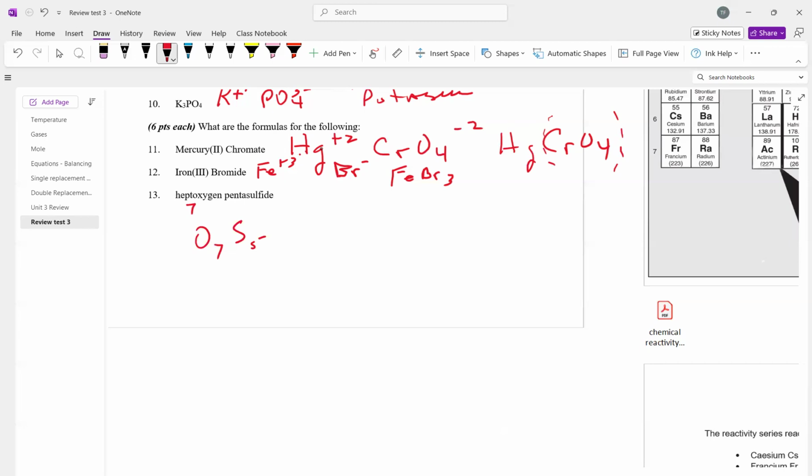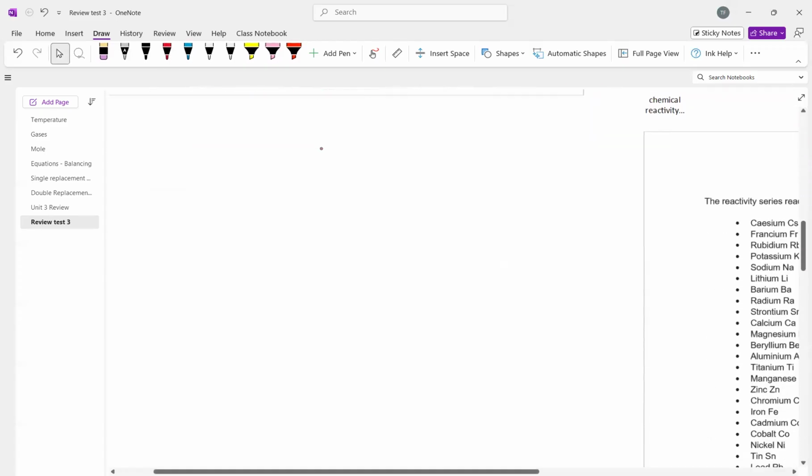Okay, so any questions about nomenclature? Yeah, our question is, do you get the common ion chart for the test? Yes. And you'll get the reactivity series and you'll get the solubility table, all 3 of those.